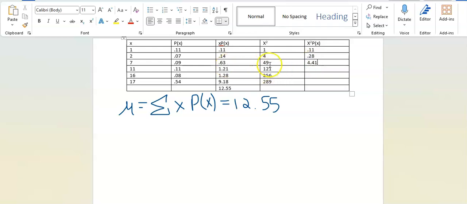Now I want 121 times 0.11. Again, I'll put that in the calculator. That's 13.31. And then I want 256 times 0.08. That in the calculator. And that is 20.48.